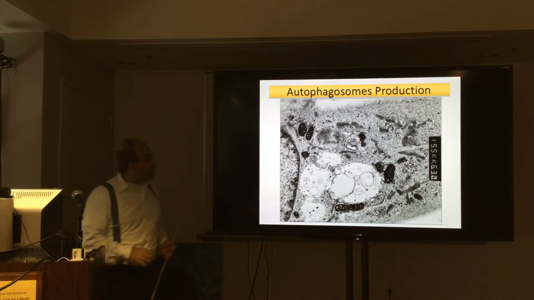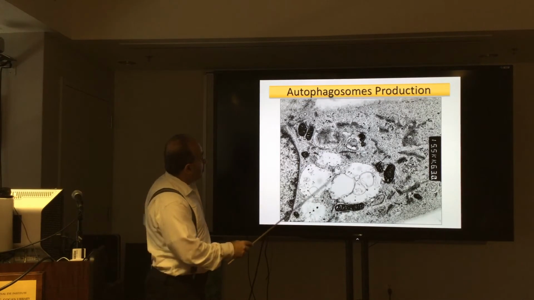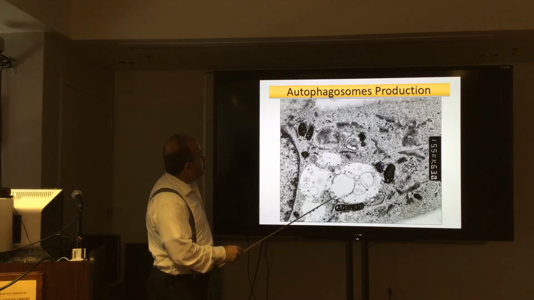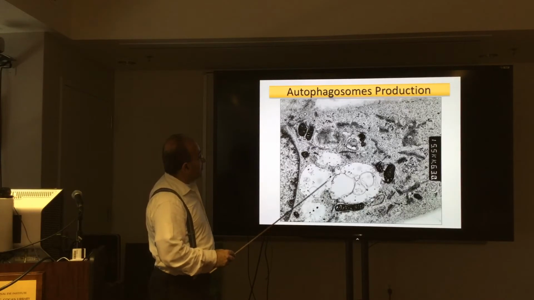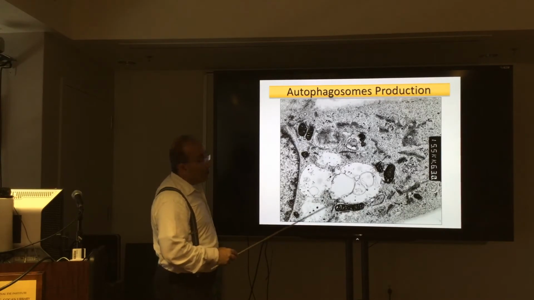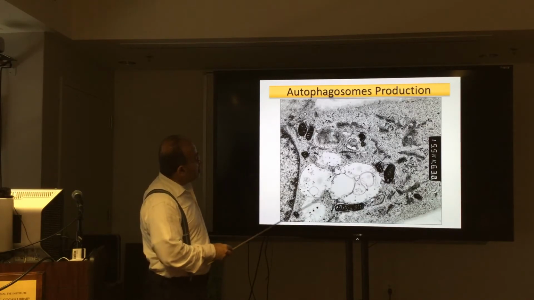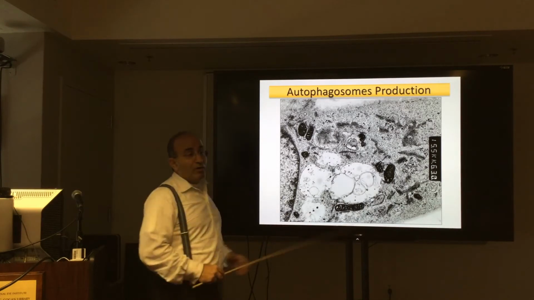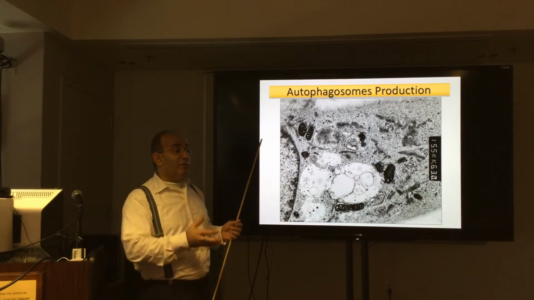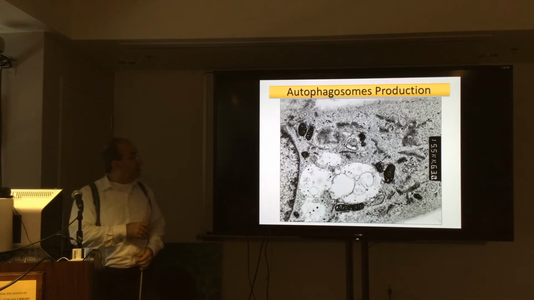So in case you haven't seen an autophagosome, this is the way they look, okay? And usually it starts as a single vesicle and then it becomes a sink for other vesicles and becomes either a digestive sink or the cell basically pushes it out into the bloodstream, and you can see that in the bloodstream.